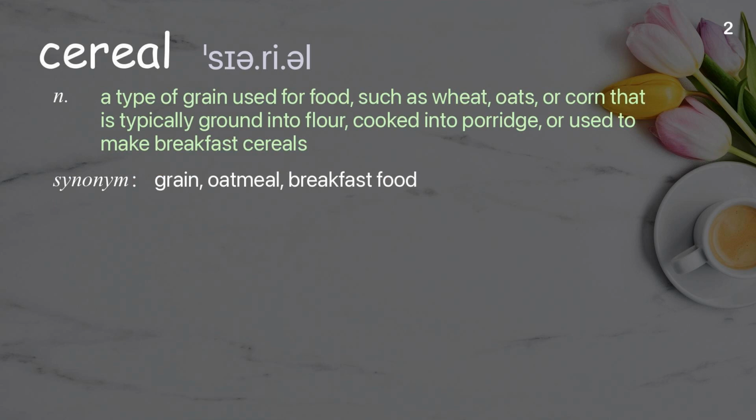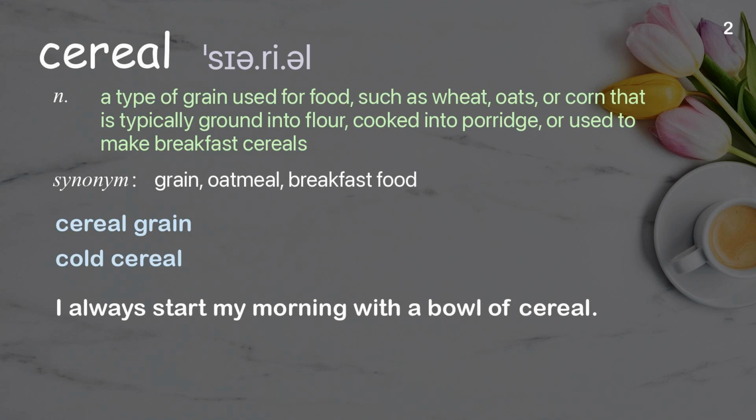Cereal. A type of grain used for food, such as wheat, oats, or corn that is typically ground into flour, cooked into porridge, or used to make breakfast cereals. Examples: Cereal grain. Cold cereal. I always start my morning with a bowl of cereal.